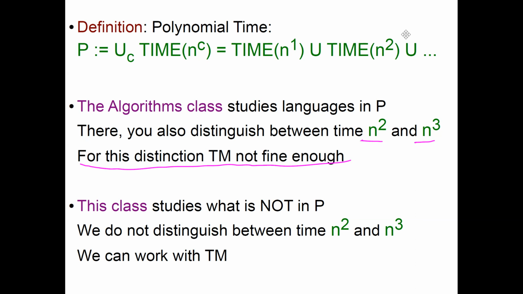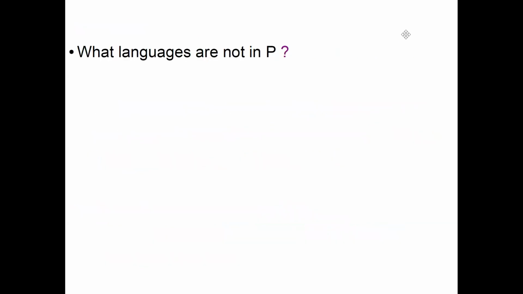In this class, however, the main focus is what is not in P. Now, if that's what you're after, then it doesn't matter too much the distinction between n squared and n cubed. So we're not going to distinguish between n squared and n cubed, and we can work with Turing machines. So what languages are not in P? Can anyone think of a language which is not in P?